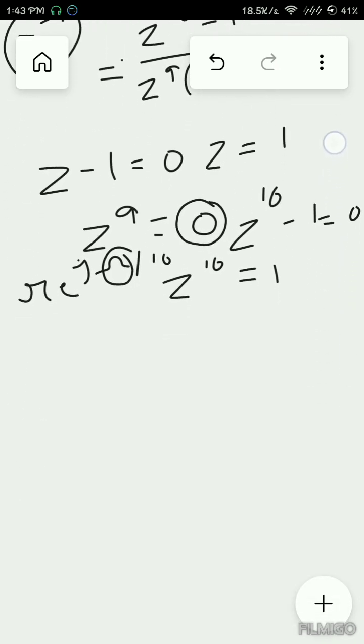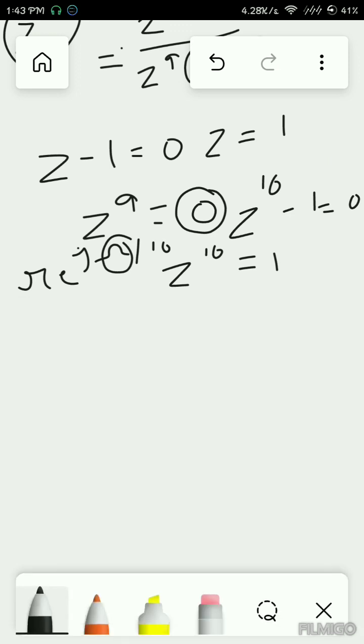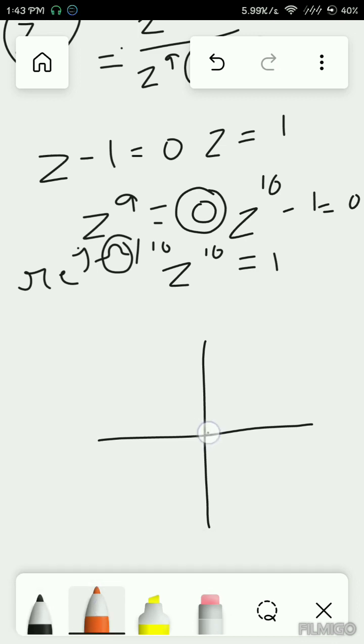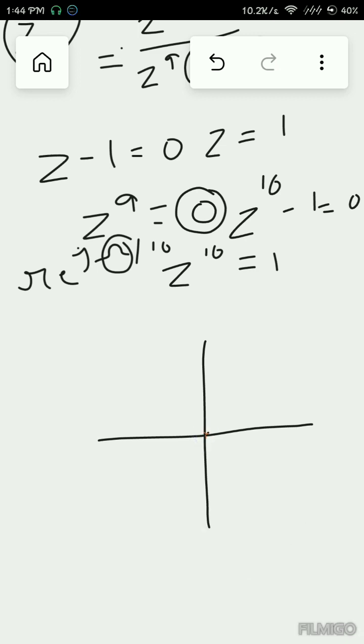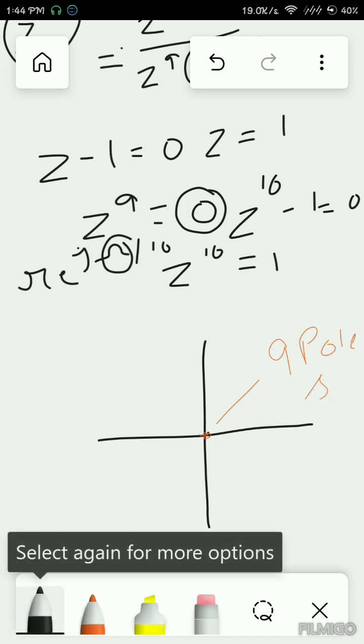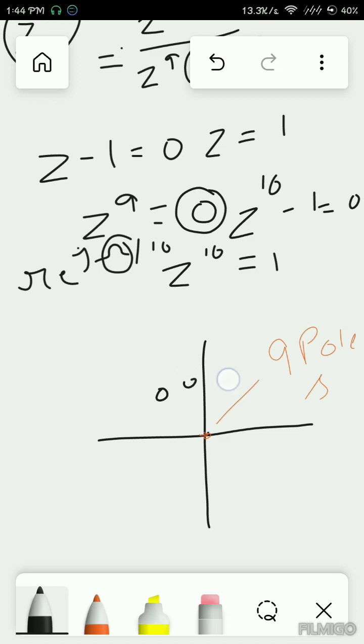So what are your poles? You have 9 poles, because z to the power of 9 is equal to 0. Just mark it over here and state that it is equal to 0. So you are having 9 poles, right? And for zeros, I told you that you have an angle at each and every 36 degrees, right?